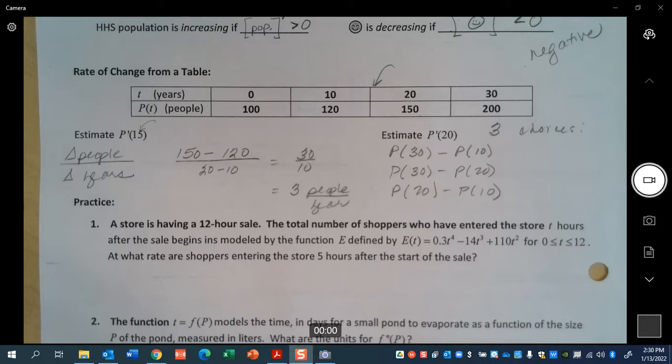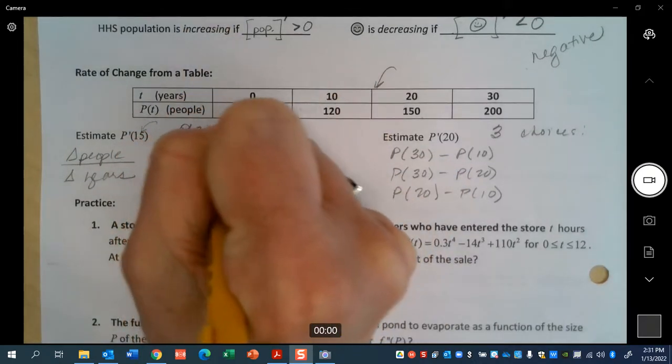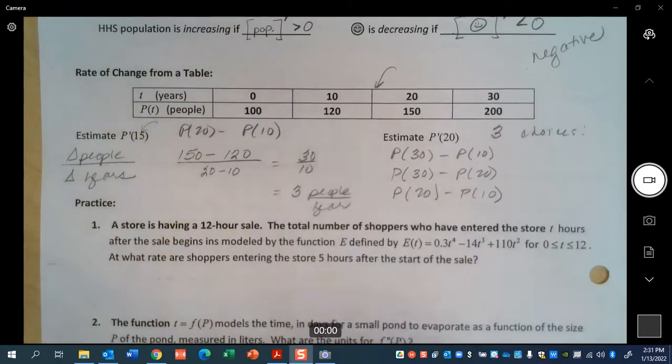So if you do 30 for 10, you've got 80 over 20, so that's 4 people per year. 30 over 20 gives me 5 over 10, so that's 5 people per year. 20 over 10, we just did here, right? Make sure you do this in your notes so you remember what it is that you did to be able to find it.